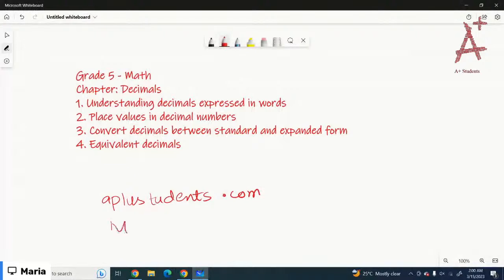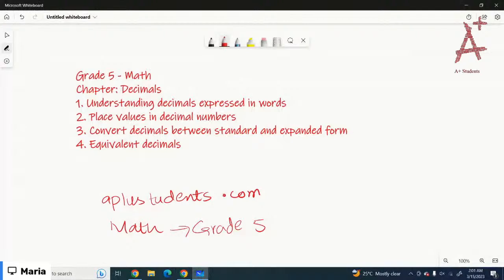Then you have to select math from the subject tab. Scroll down to grade 5 and then click on view all lessons. There you can find a list of the chapters. We're going to start with the chapter decimals.